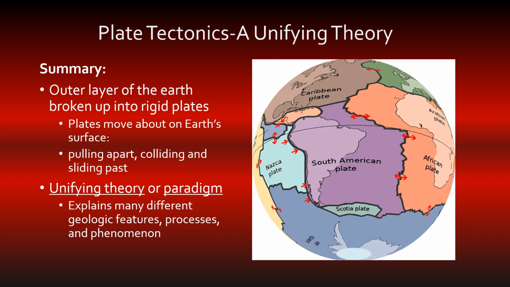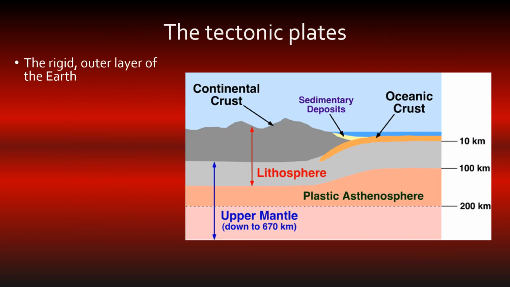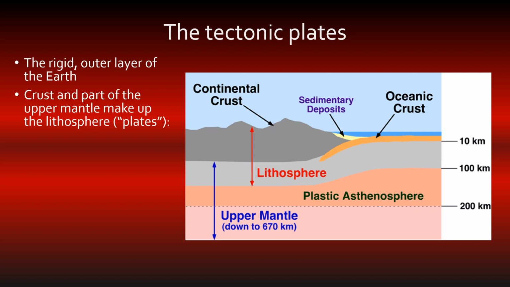And like I said, a unifying theory or paradigm explains many different geological features, processes, and phenomena. So what about the plates themselves? So the rigid outer layer of the Earth, these are the tectonic plates. This is where they live. The crust and part of the upper mantle make up the lithosphere, or plates. So the crust here would be kind of just this continental crust here and this oceanic crust here. So these are properly the crust, right? And then also you have the lithosphere, which is kind of the very top part of the upper mantle, okay?